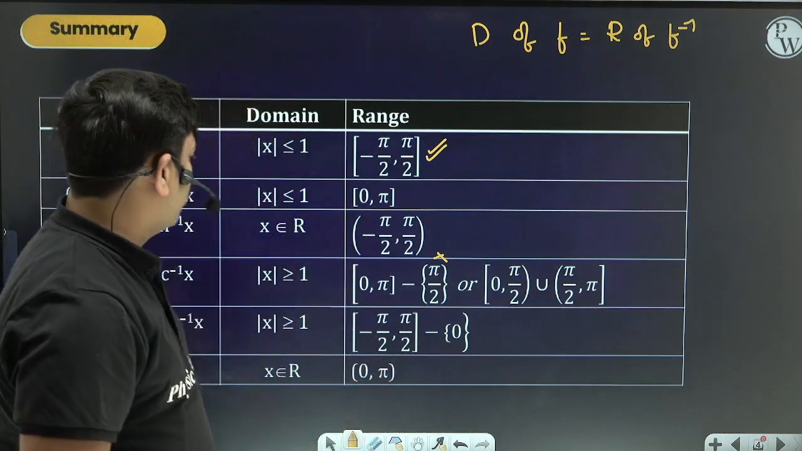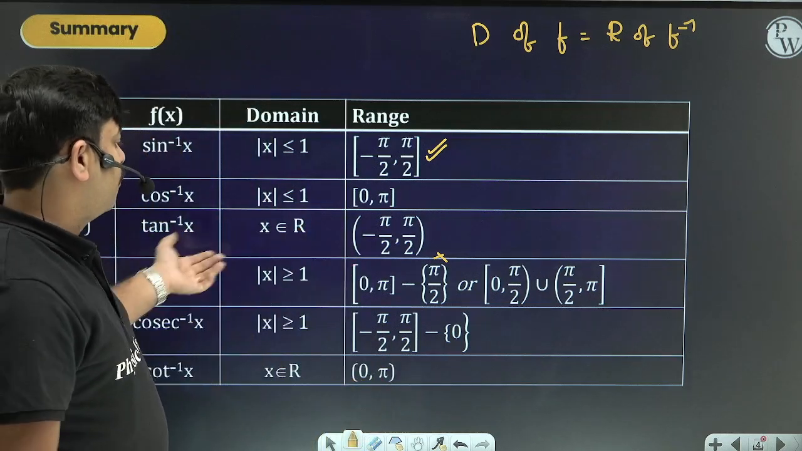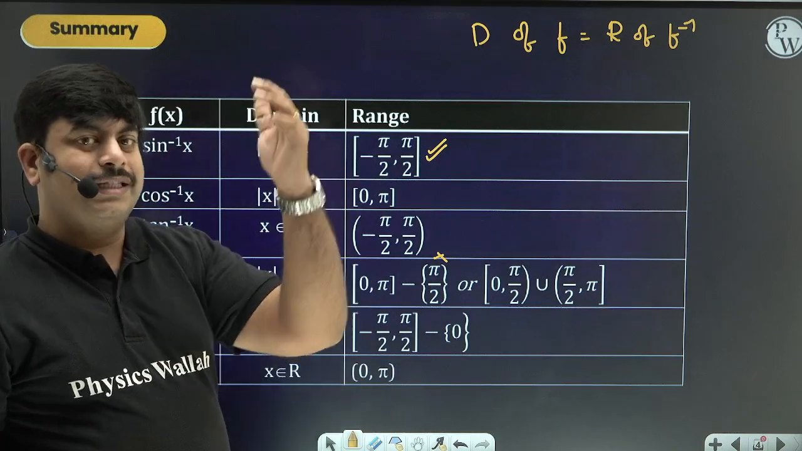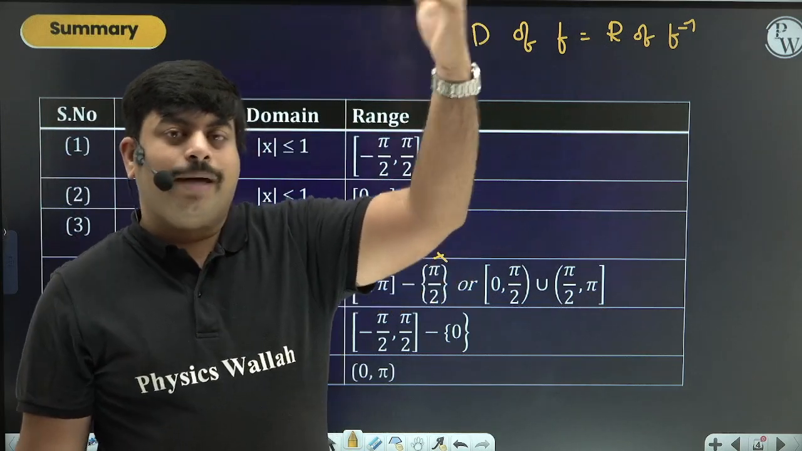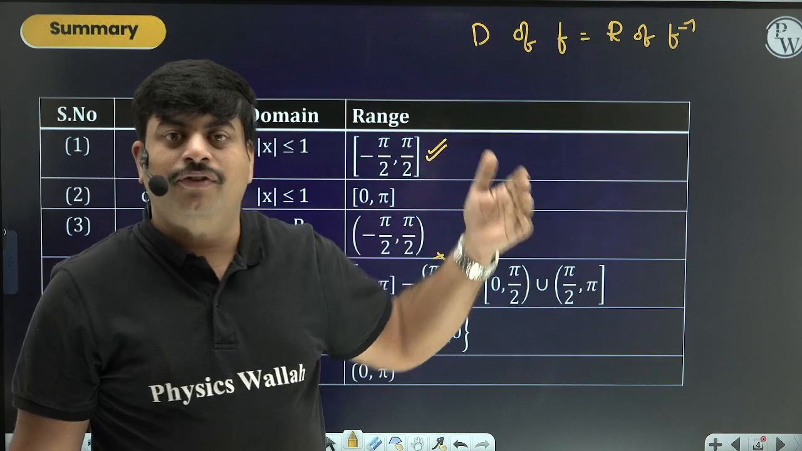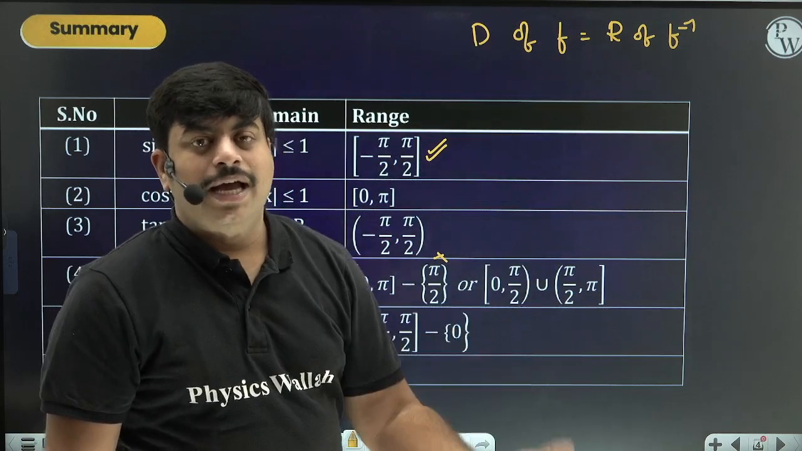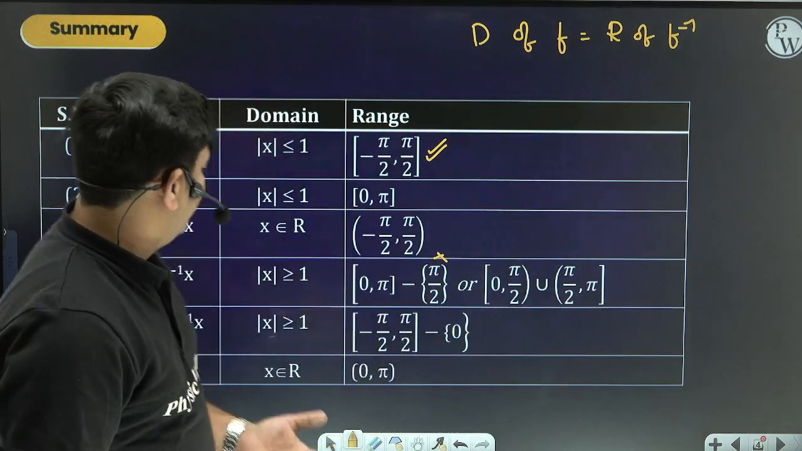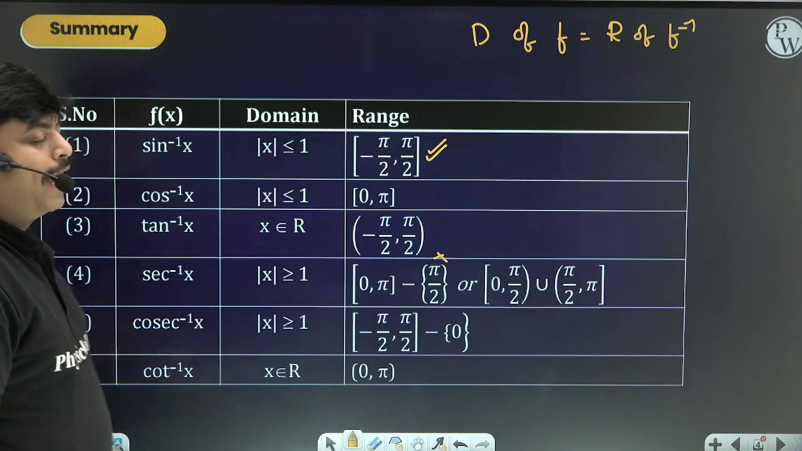Now we are talking about secant inverse of x. So you go to secant pi by 2. In secant pi by 2, it is undefined. So if it is undefined, you cannot get any value here. So we shouldn't include that. The same way you have cosecant inverse x and the same way you have cot inverse x.